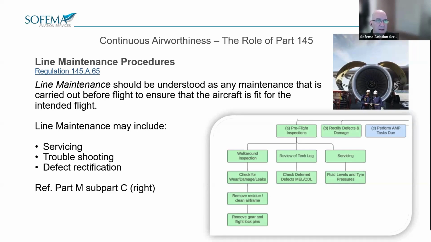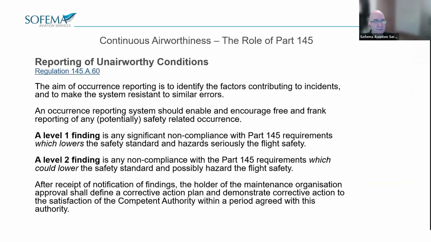It includes pre-flight inspections, walk-around checks, checking for leaks, and making sure the tyres aren't flat, removing all the gear and flight lock pins, checking the tech log for defects, and verifying that any deferred defects have not expired. If they have, do something about them. Perform servicing, topping up fluids like IgG and oil, and putting pressure in the tyres. So all that kind of general servicing stuff is done by line maintenance, together with defect rectification and fixing any damaged items such that the aircraft can go flying.